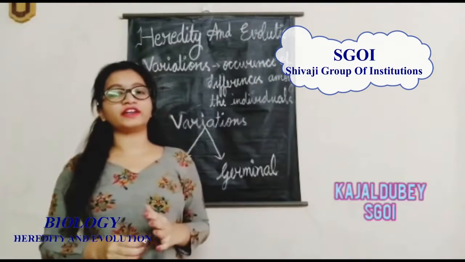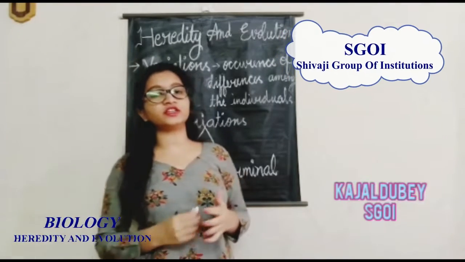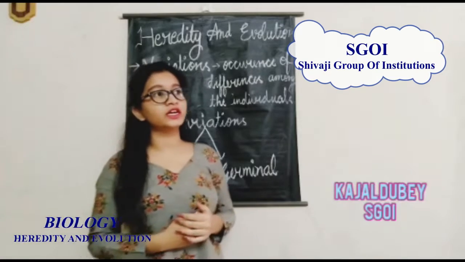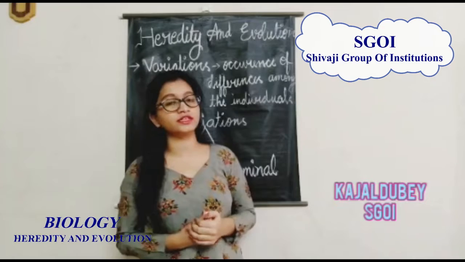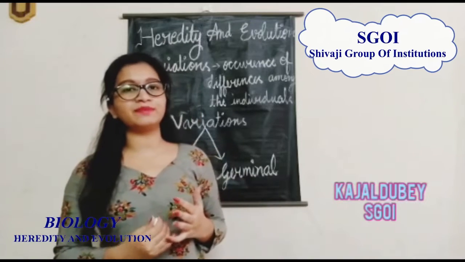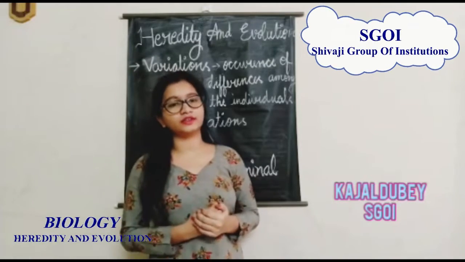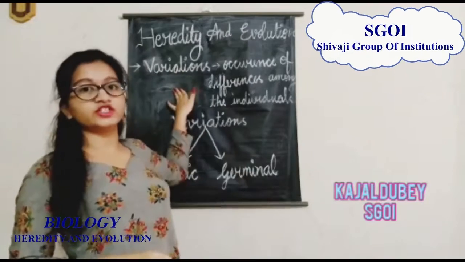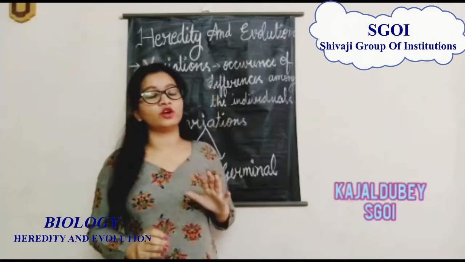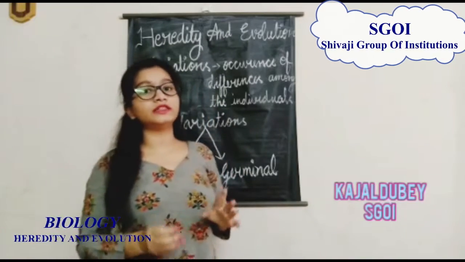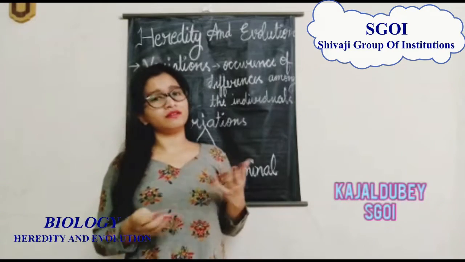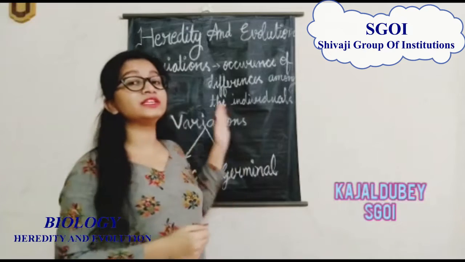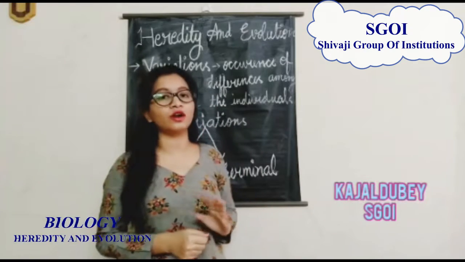So basically variation means changes, and variation includes changes in morphology, changes in physiology, and also changes in behavioral characteristics like color, shape, size, and so many other things related to the organism. Variations are very important from the evolutionary point of view because they provide the basic raw materials for evolution, and we can also say that without these variations, evolution cannot occur.